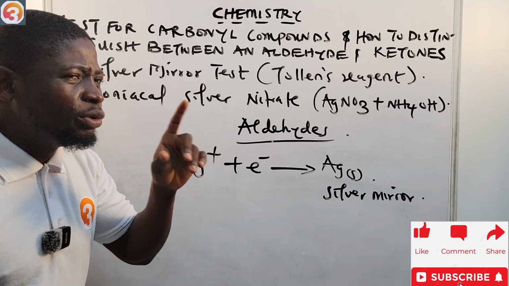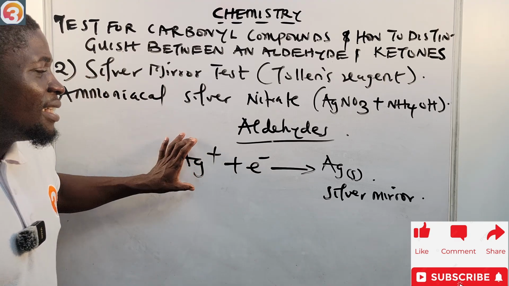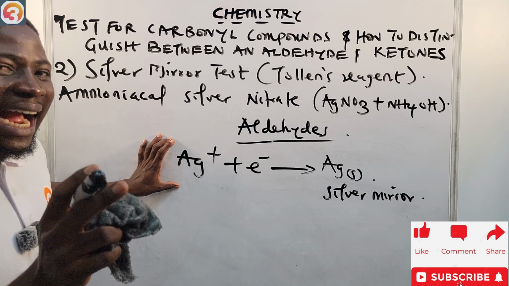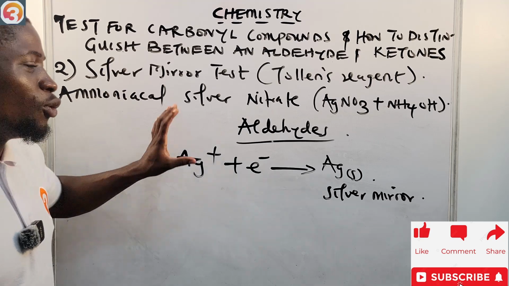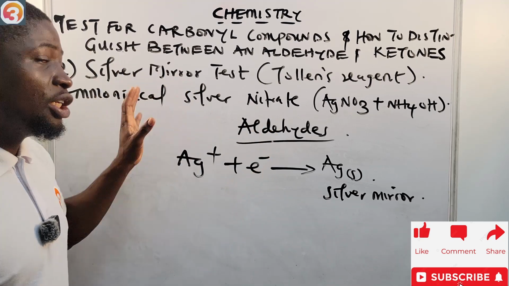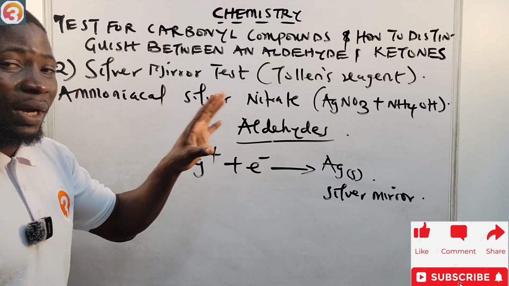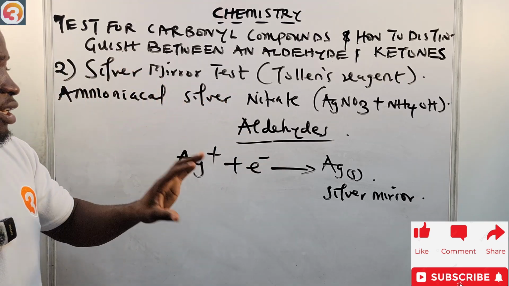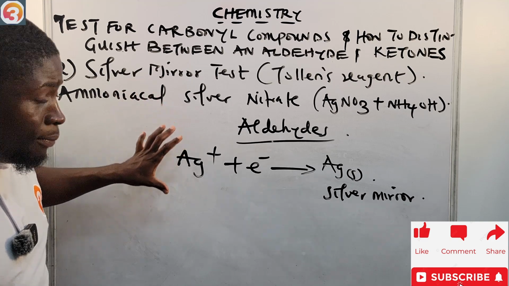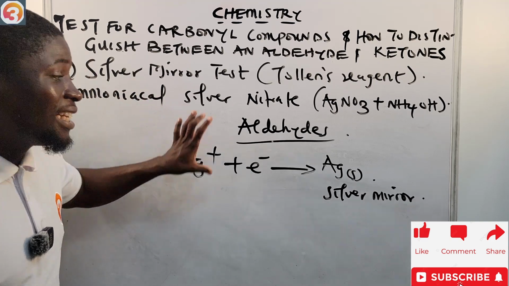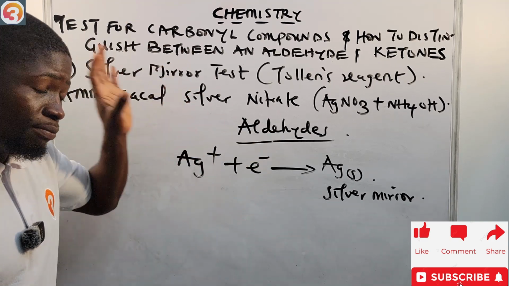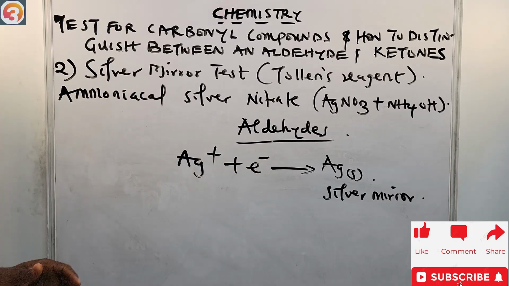And why does it not happen with ketones? The reason is that aldehydes can be oxidized to carboxylic acids, but ketones cannot be oxidized to anything. So take note of that. The major reason is that aldehydes can be oxidized to carboxylic acid, but ketones cannot be oxidized. So take note of that.